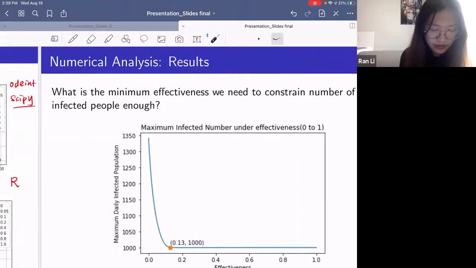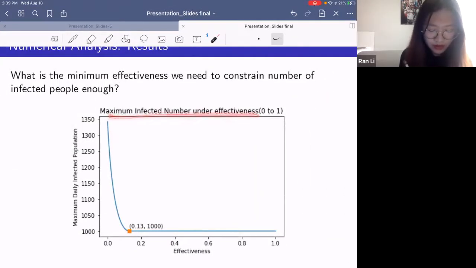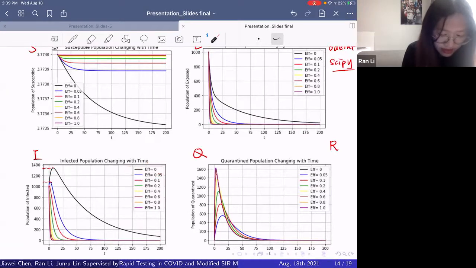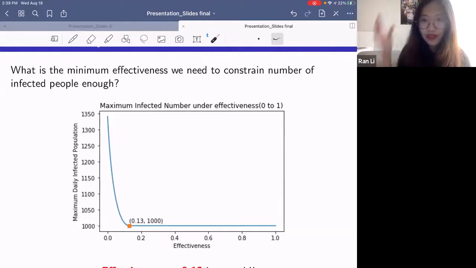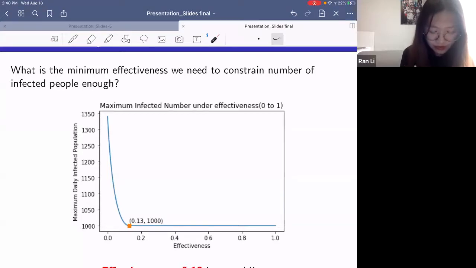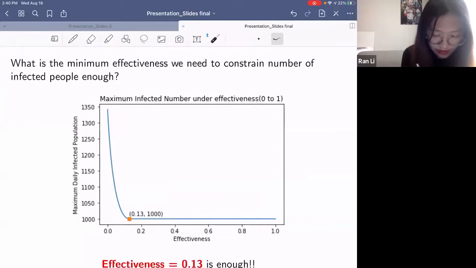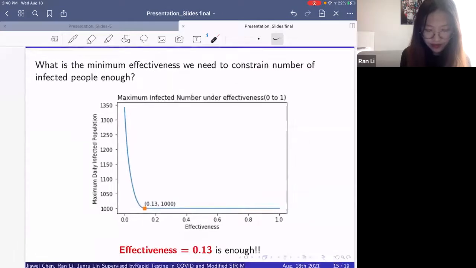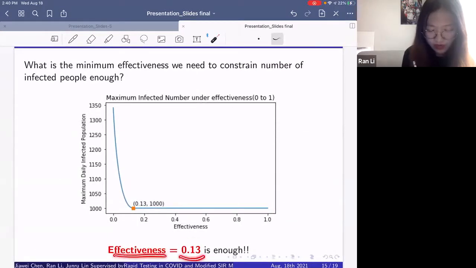So the next thing that we do is draw a picture of the maximum infective number with respect to effectiveness. So this is the maximum infective number, and zero is its effectiveness. This is the maximum infective number, and 0.05 is its corresponding effectiveness. By this idea, we draw this graph. And just as we thought before, this graph shows that when the effectiveness is 0.13, we get a very low maximum infective number. So this graph actually shows that effectiveness equal to 0.13 is enough.